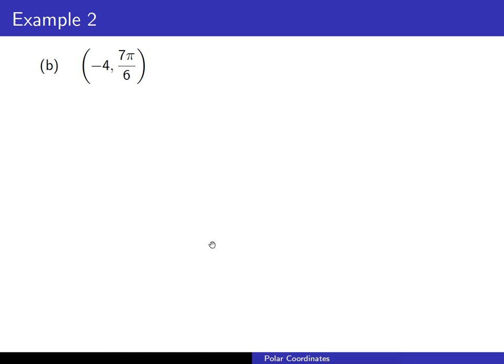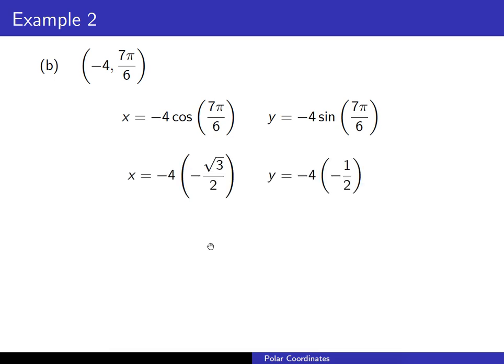All right, part B, negative 4 and 7 pi over 6. So x is negative 4 times the cosine of 7 pi over 6. Y is negative 4 times the sine of 7 pi over 6. So that'll give us negative 4 times negative square root of 3 over 2 for x, and negative 4 times negative a half for y. So our x-coordinate is 2 times the square root of 3, and y is 2. So our point is 2 radical 3 and 2.